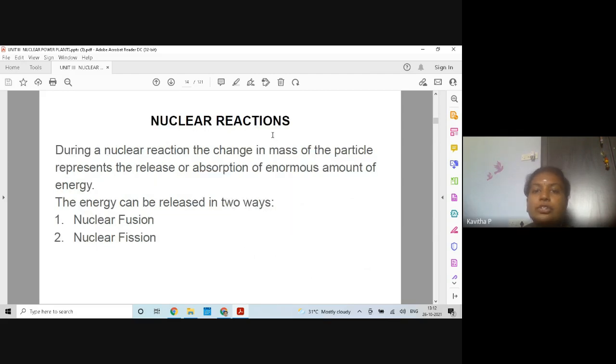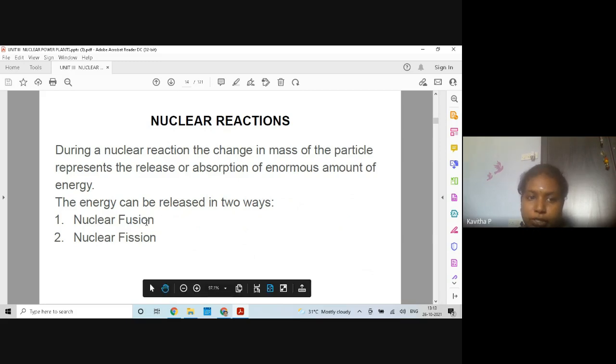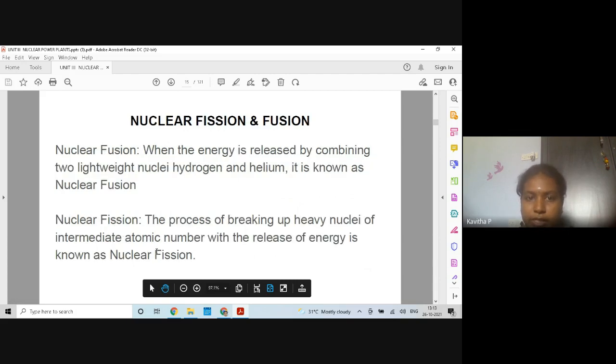So in case of nuclear power plants, the nuclear fission process takes place. And in nuclear reactions, we have two different types: one is the nuclear fusion process and the second one is the nuclear fission process. In nuclear fusion, the energy is released by combining two lightweight nuclei of hydrogen and helium.